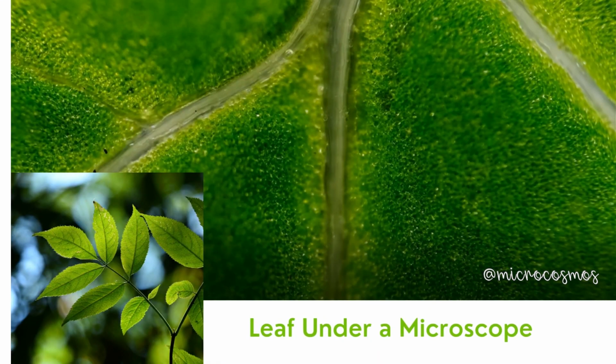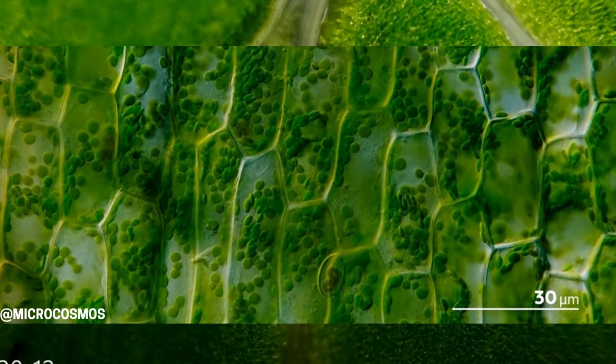Here is a leaf under the microscope. As you can see in this picture, you can see the veins clearly and some crystals like frisbee balls present inside the leaf. What are these? Obviously, these are the cells of the plants.